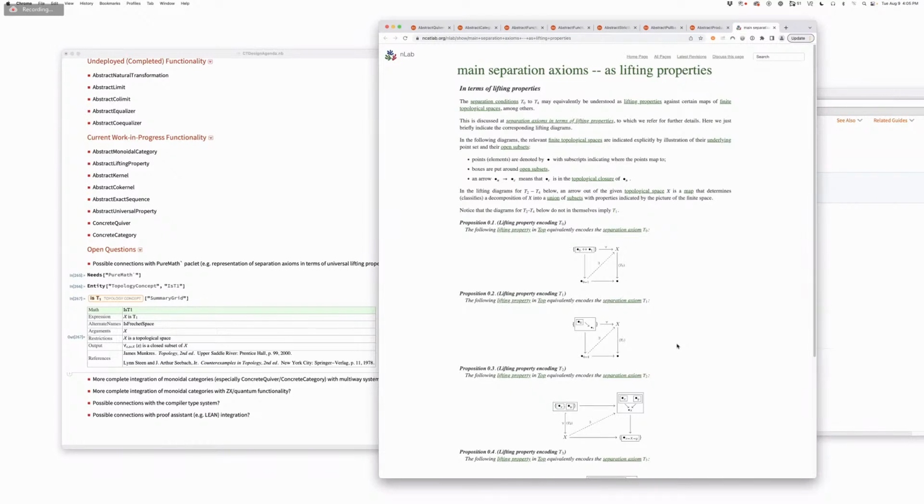Well, if you had a way of representing these concrete categories of things like topological spaces, then in principle, you could prove any statement in topology.